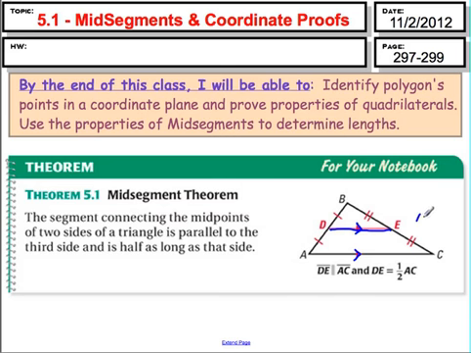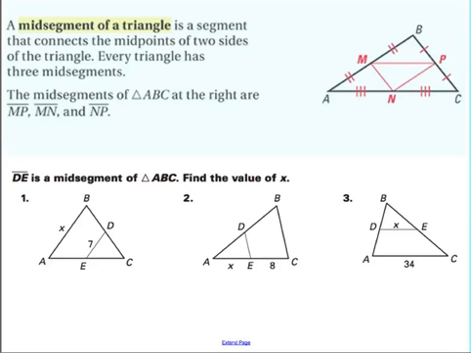So if the base was 20, I would know the mid-segment would have to be 10. If I knew this was 200 down here, I'd ask, what number is half of 200? Well, that would be 100. The mid-segment is always half the base. Next, the mid-segments of a triangle. A triangle is always going to have three mid-segments. Every triangle has three mid-segments.